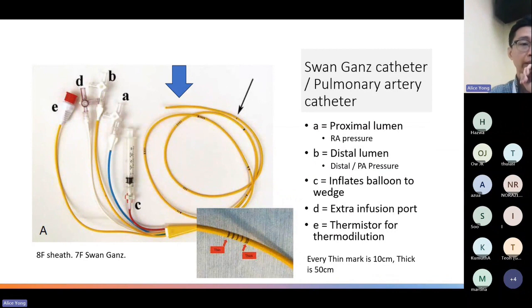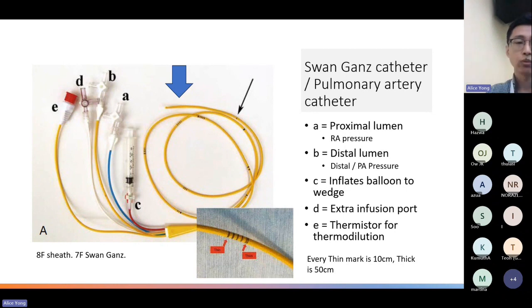And letter D is our usual line. If we want to infuse anything, we can use that port. And letter E, which is with a red cap there, is our thermistor, for thermal dilution, measuring of cardiac output. So this Swan-Ganz is about 7 French, and then usually we put in an 8 French sheath before we can put this catheter in.